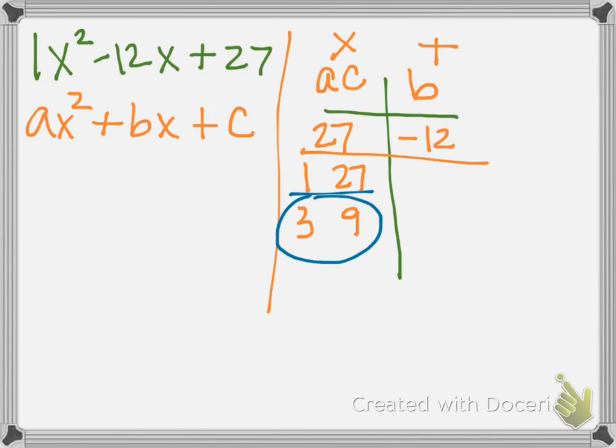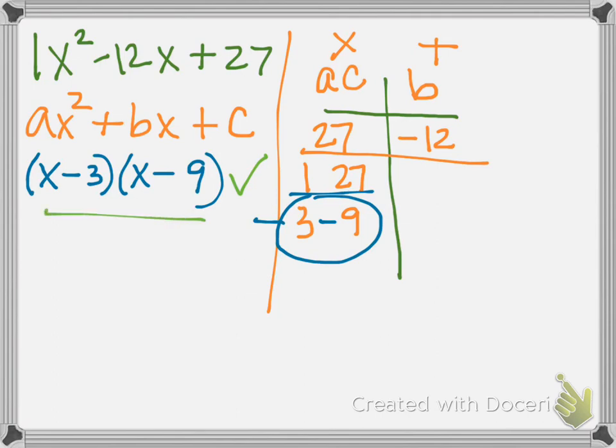Now I have to decide how to put my negatives. Because they have to add to be negative 12, they're both going to be negative. And they also have to multiply to be a positive number. A negative times a negative is positive. So this is how you write your answer: x minus 3, x minus 9. It doesn't matter whether you put x minus 9 or x minus 3 first. It matters where you put the negatives, but in this case, they were both negative. So this is the final answer. Check. This is how I broke down this problem.